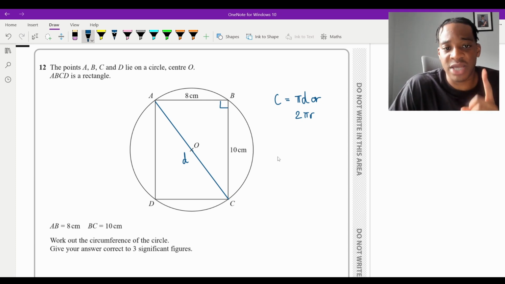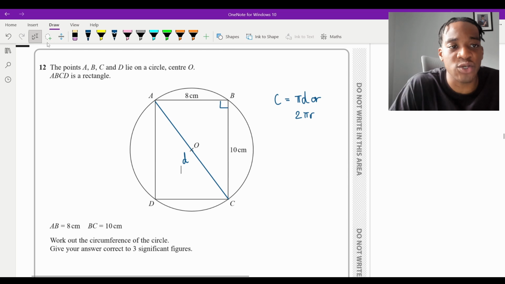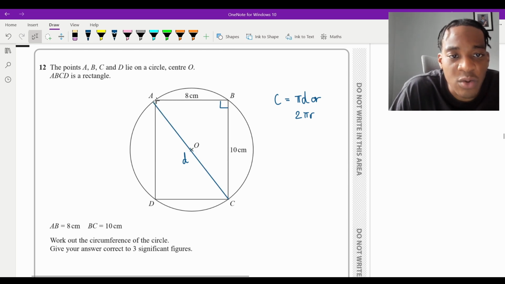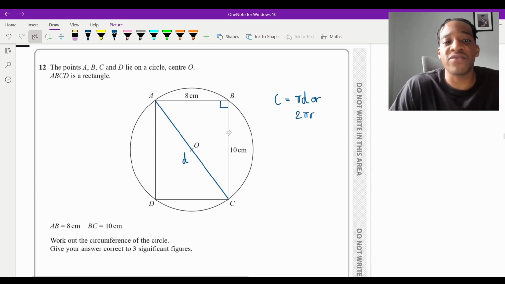Well, as we can see, by drawing that line A to C, let me just straighten up a little bit more, we've got a right angle triangle, don't we? We've got a right angle triangle, and we've got two of the sides, 8 and 10. So we could use the right angle triangle ABC to figure out D by using Pythagoras. Plug that into the circumference formula pi d, and that will be our answer. So let's go ahead and do this.